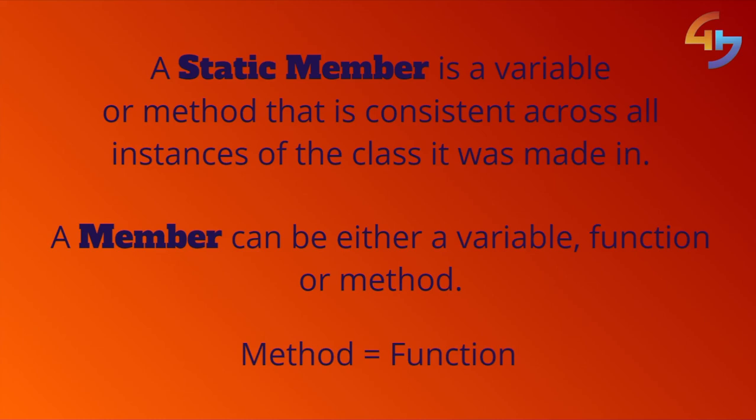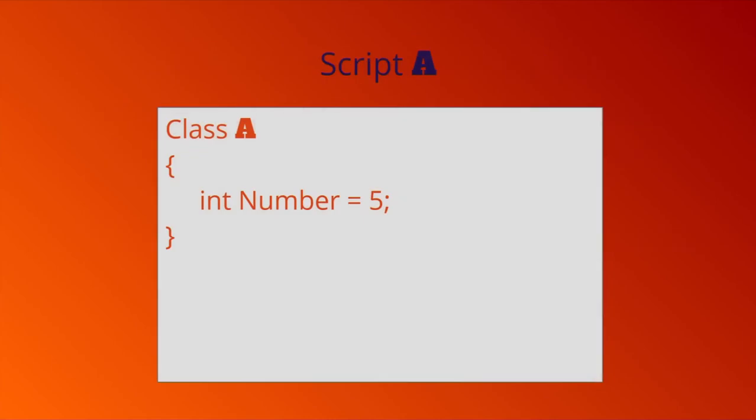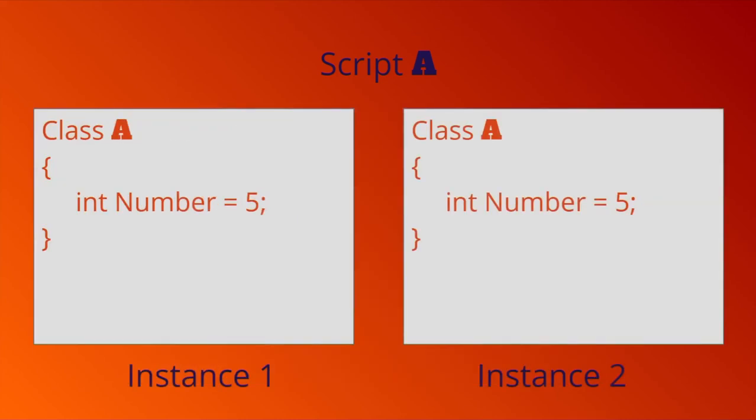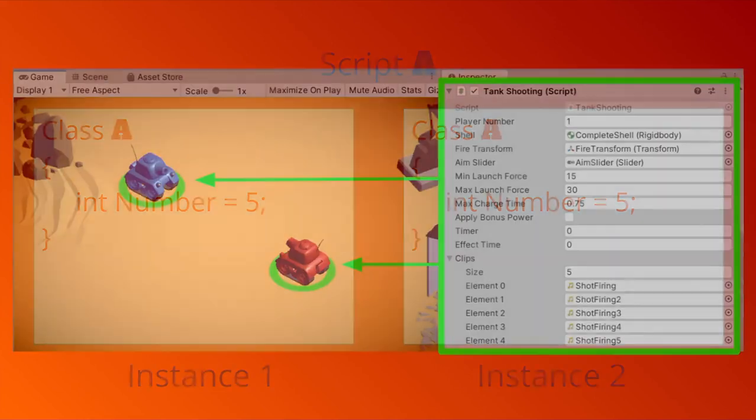Okay, so a function or a variable can be considered static, but what does it mean to be consistent across all instances of itself? Well, let's say we created a script called A. As we know, inside this script we have a class by the same name, which is now also called A. Let's also say that within class A we create an integer variable called number and set it to a value of 5. We then create two separate copies or instances of that class and script. In Unity we can do this by attaching the script to a game object twice, or attaching the script to two separate objects. Take our tanks for example.